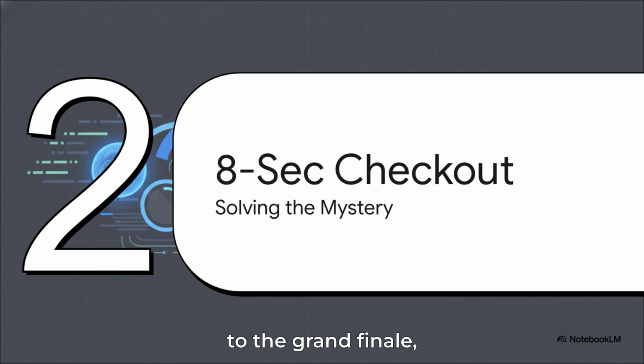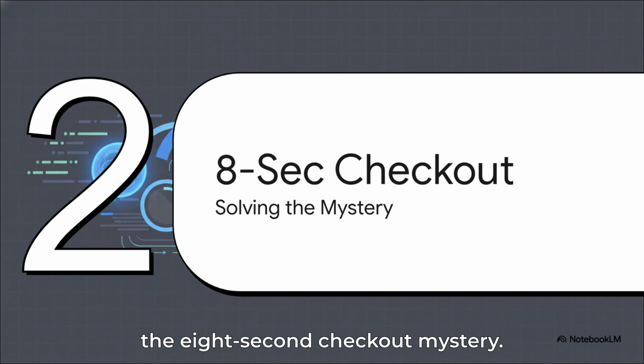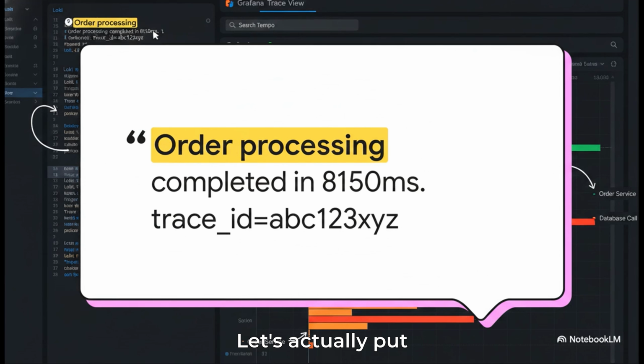And that leads us to the grand finale, the 8-second checkout mystery. Let's actually put this into practice with a real-world scenario, something you can actually go try yourself over on Grafana Play. We've got a checkout API that is taking an absolutely unacceptable 8 seconds to process. Our investigation kicks off with just a single clue in our Loki logs. We spot this very concerning line: order processing completed in 8150 ms, trace ID equals APC123XYZ.